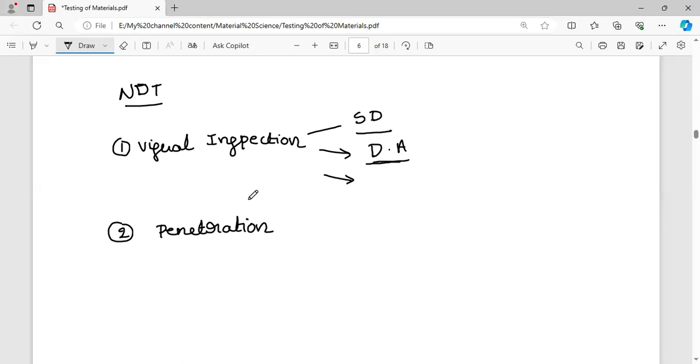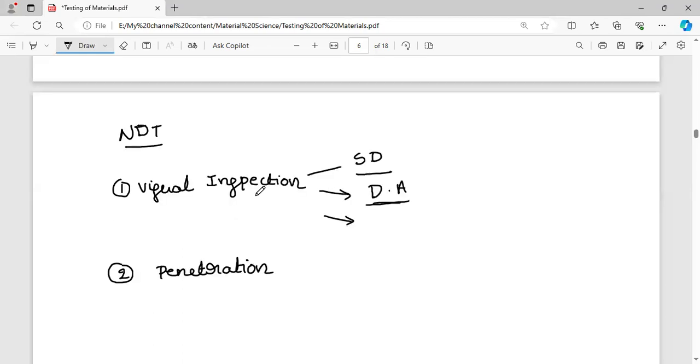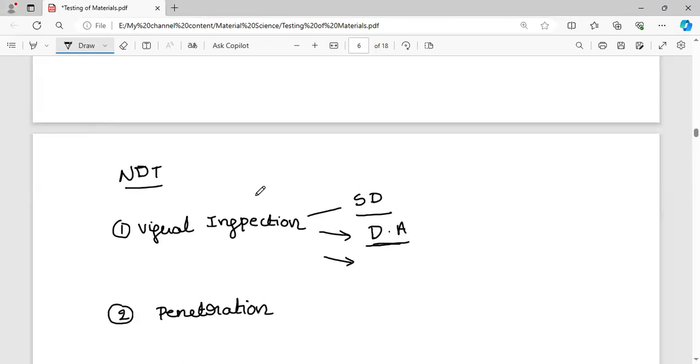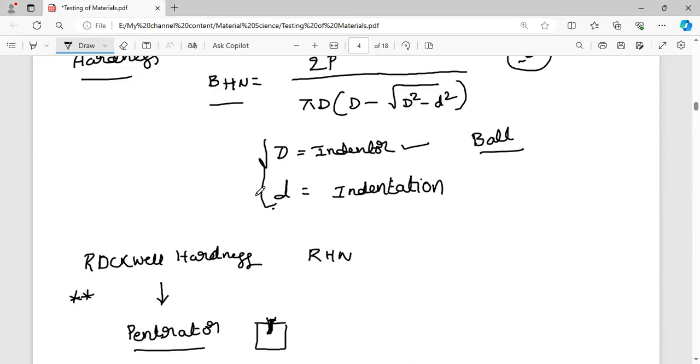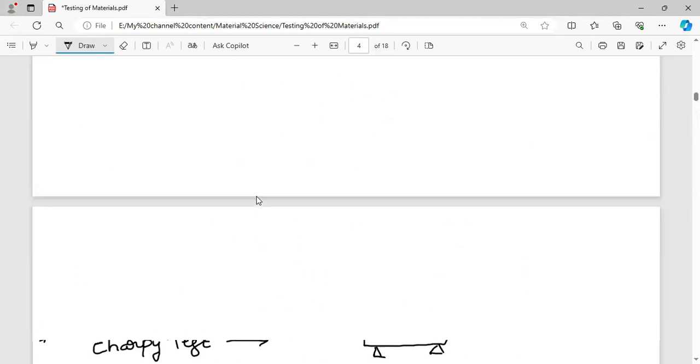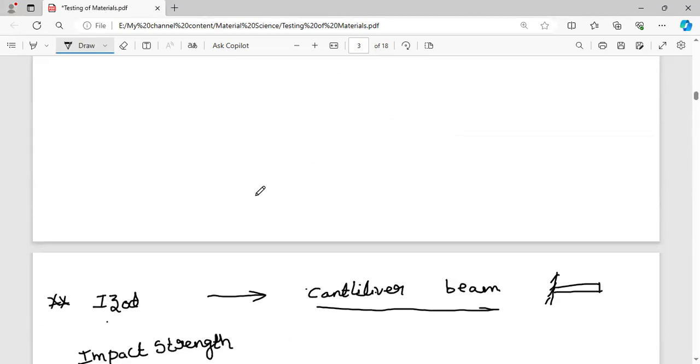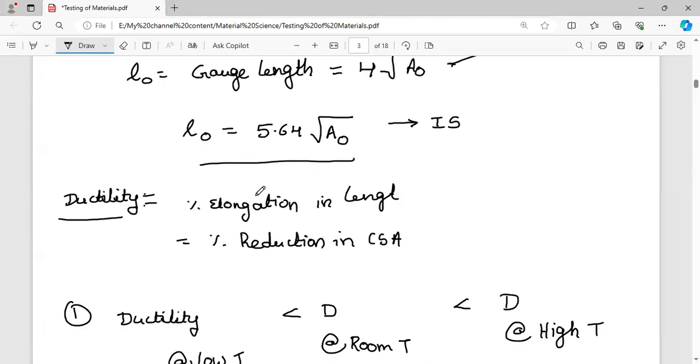Now I will stop this video here. In the next video, we will discuss the non-destructive tests. So these are the different concepts involved in the destructive tests. I discussed this video from the competitive examination point of view only, covering the major formulas and the different definitions.